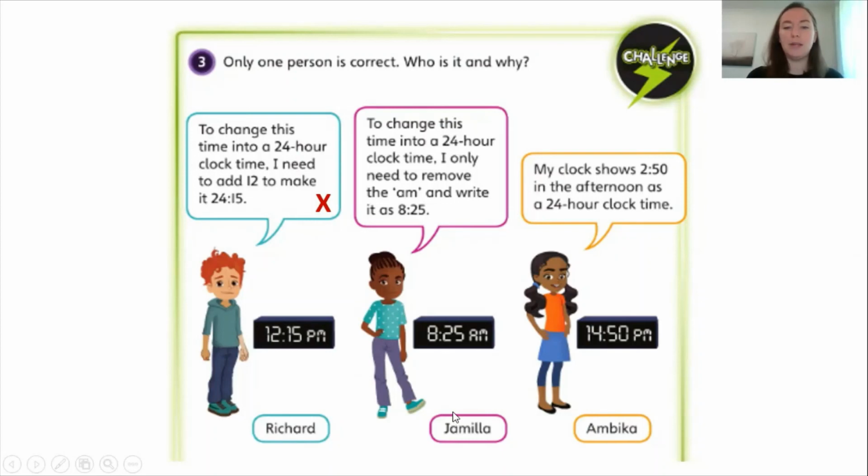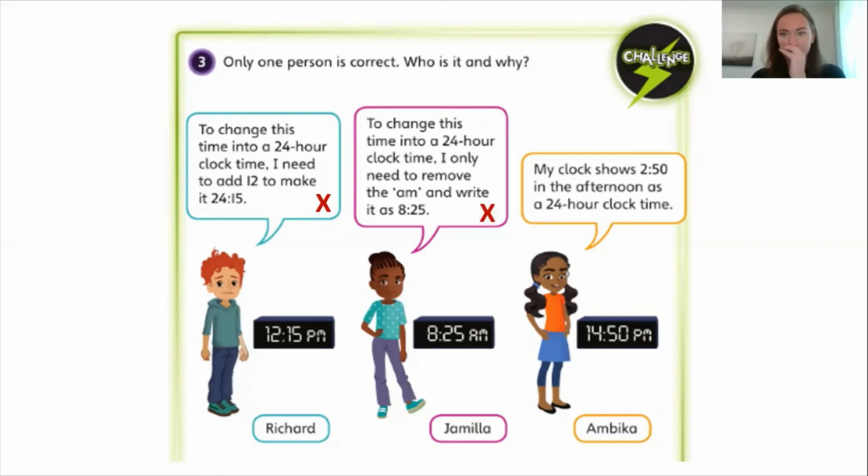Let's move on to Jamila next. She says, to change this time into a 24-hour clock time, I only need to remove the AM and write it as 8:25. She's so close here, but she would need to add a 0 onto the start so that we've got 4 digits, and it would say 0825. So she's incorrect as well.